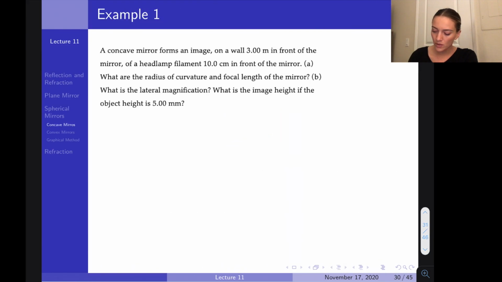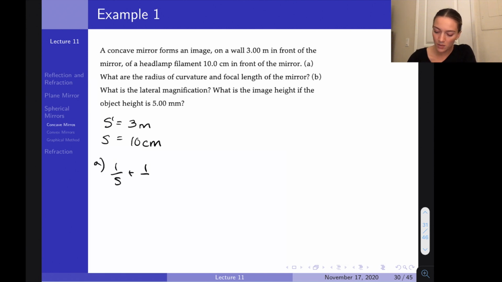So let's do an example. Here we have a concave mirror that forms an image on a wall 3 meters in front of the mirror, of a headlamp filament 10 centimeters in front of the mirror. So the image distance, s prime, is 3 meters, and the object distance is 10 centimeters. We want to know the radius of curvature and the focal length of the mirror. Let's find the radius of curvature first.